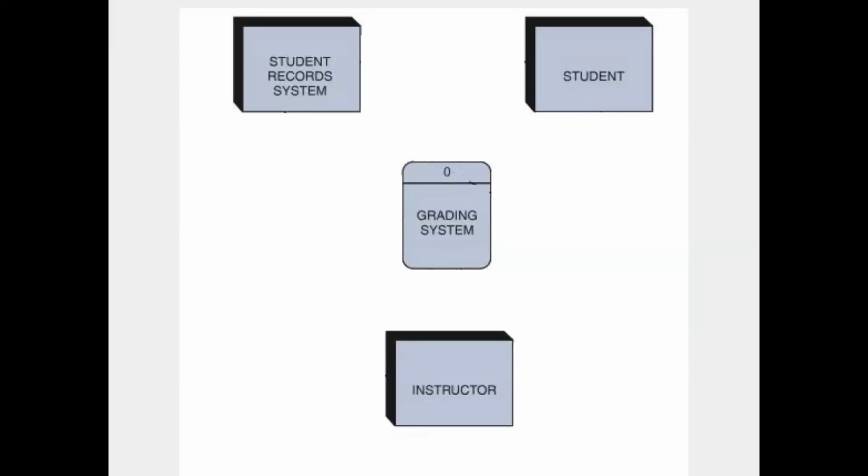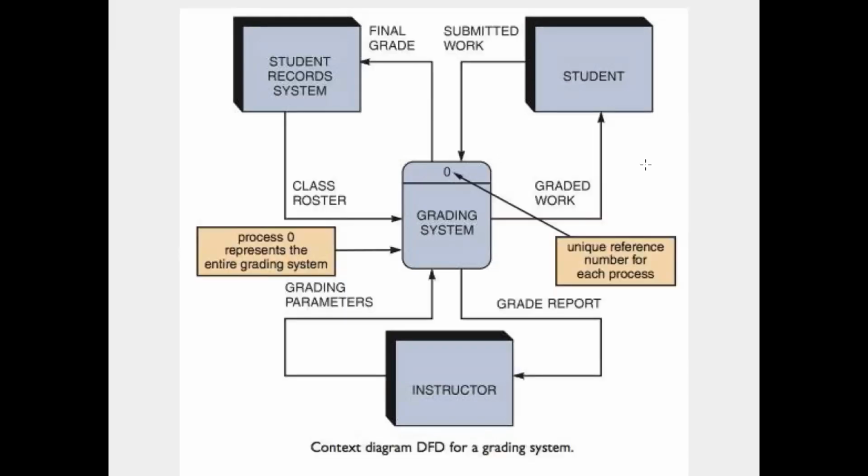We have two personnel who interact with the system, the student and the instructors. There could also be other systems interacting with it, such as the student record system, which interacts with the grading system. So the first step is to identify the whole information system, and then identify all the external entities. Then you have to have flow lines, with an arrow which indicates the direction of the flow. Student can submit work to the grading system, and student can get the graded work through the system. These are the two interactions you will see with the student.